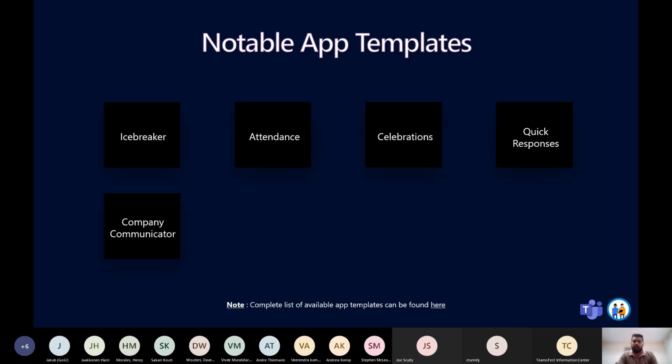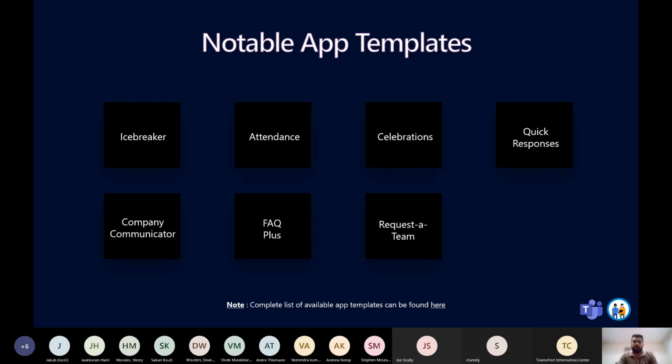Then there's an app called FAQ Plus, which is a conversational bot, right? That responds to a question from a predefined knowledge base. And when it is not able to find an answer, it engages a human to respond to that question. Then there's the Request a Team app, which is a Power Apps application that users can use to request new teams using a wizard-based approach. It also includes the ability to send these requests through an approval cycle before the team is created.